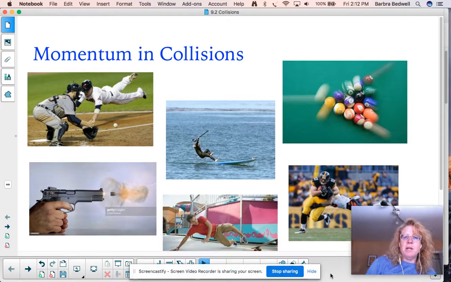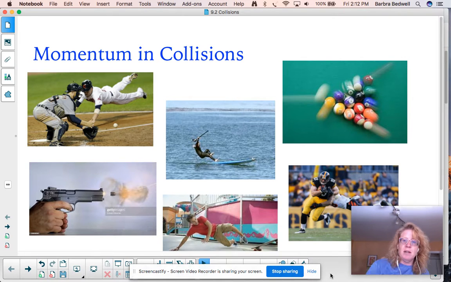Hello, everybody. Here's our second little pre-recorded video lesson, having to do with impulse and momentum. In this particular one, we're going to look more specifically at collisions and what happens when two things start to transfer momentum to one another when they come into contact with one another.